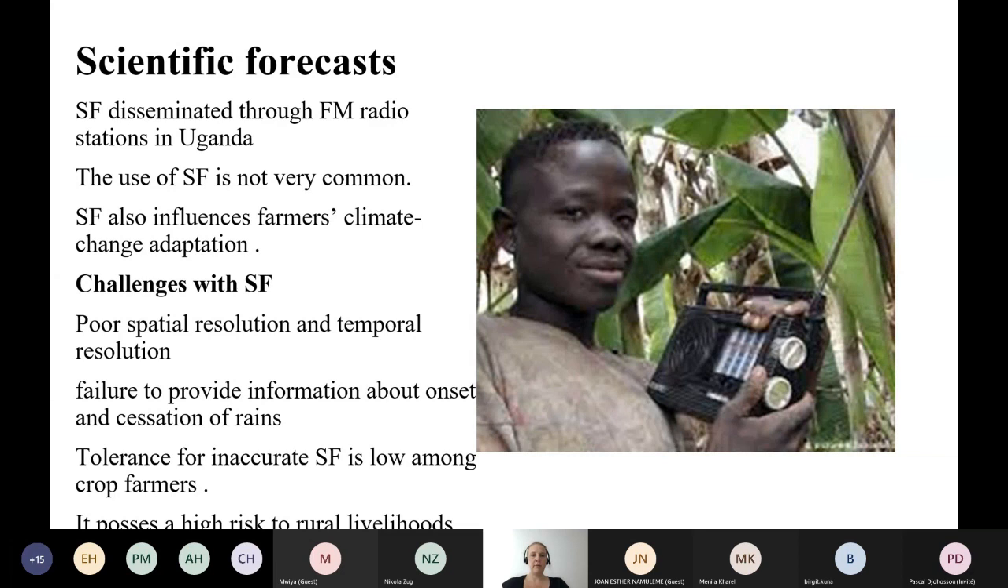Joan, are you there? In the district, scientific forecasts are produced and disseminated, but they are not very commonly used since farmers trust their indigenous knowledge more. The challenges of forecasts are poor spatial and temporal resolution. Sometimes these forecasts fail to provide information about the onset of the rain, and because of the inaccuracy of the scientific forecast, farmers usually have less tolerance for it.